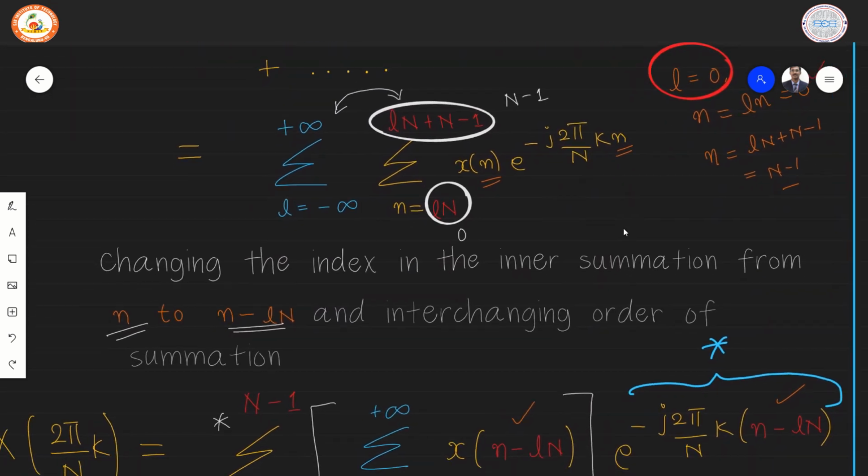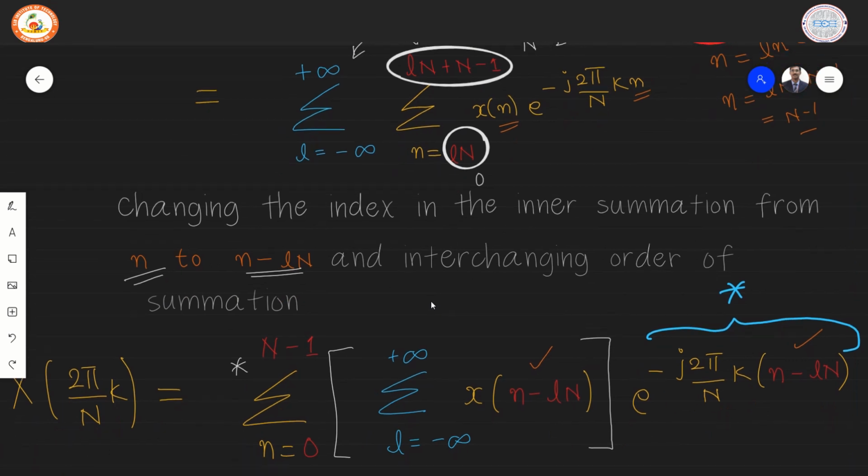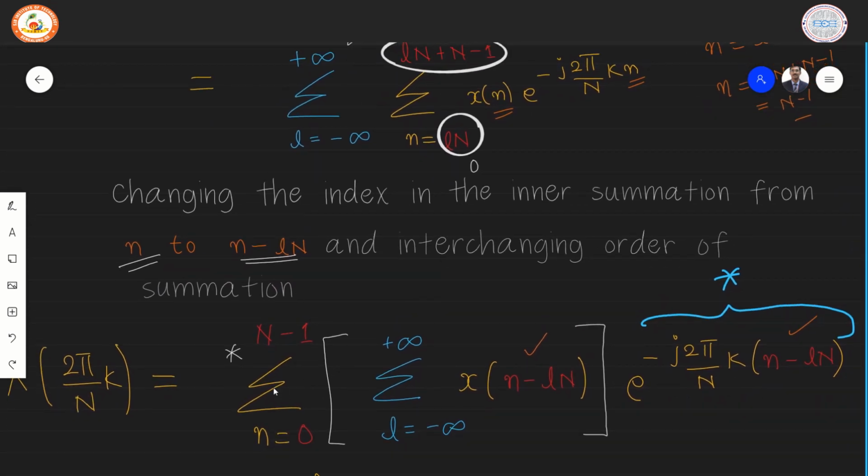Next, to do further simplification, let us change the index in the inner summation from n to n minus ln, and also interchange the order of summation. Therefore, the above equation now changes. So the inner summation after changing n to n minus ln will now become n is equal to 0 to n minus 1, and we brought it outside, and the summation which is outside will now go inside. So we have L is equal to minus infinity to plus infinity x of n minus ln. The exponent also, you can see that the value n is changed to n minus ln.